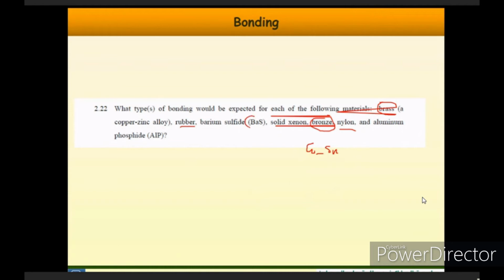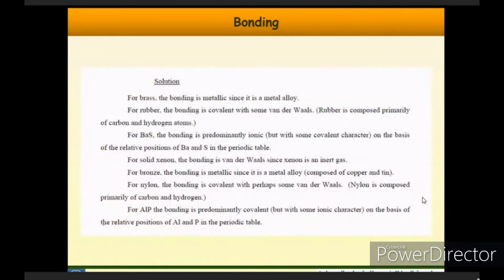Now, barium sulfide, aluminium phosphide. I mentioned last time, this is aluminium phosphide, this is barium sulfide. Barium sulfide is predominantly ionic, but with some covalent character. In the case of aluminium phosphide, it is predominantly covalent. If you remember chapter number 1, when we discussed most of the ides, barium sulfide, aluminium carbide, nitrides, and so on, mostly they are ceramics.